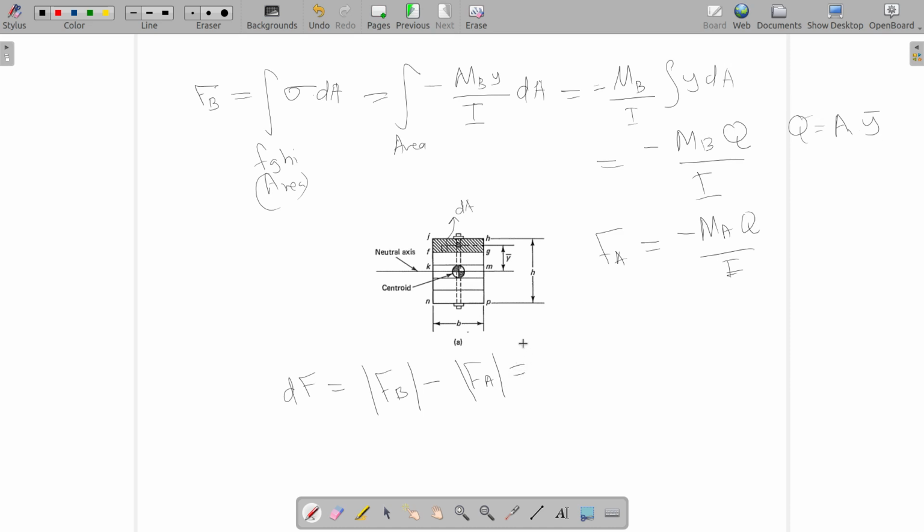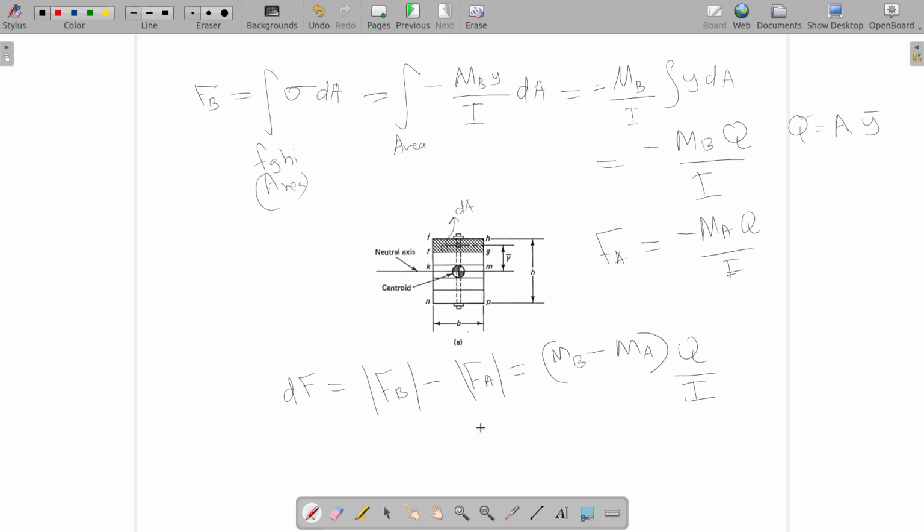From the idea of equilibrium, seeing that picture, we kind of feel like this difference should be zero, but that's not zero. FB minus FA is nothing but MB minus MA, into Q by I. If MB minus MA is 0, that would be fine, but that's not always the case.